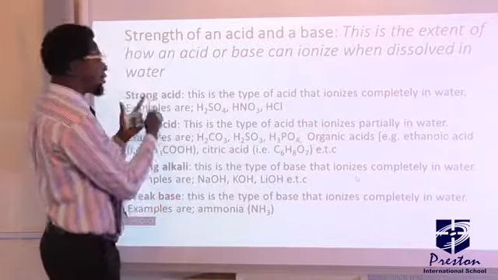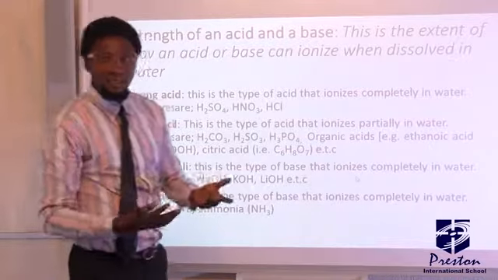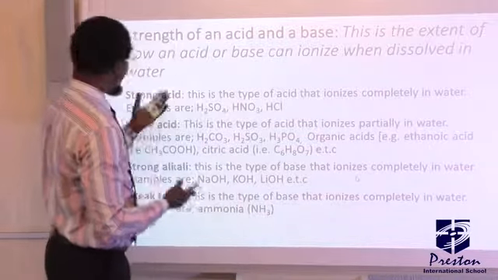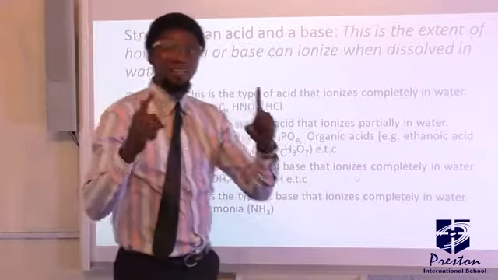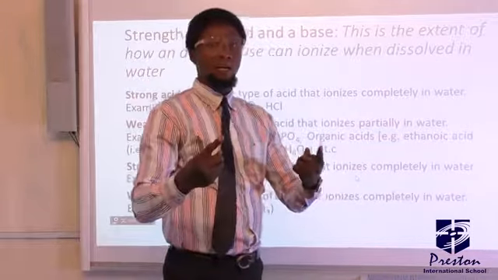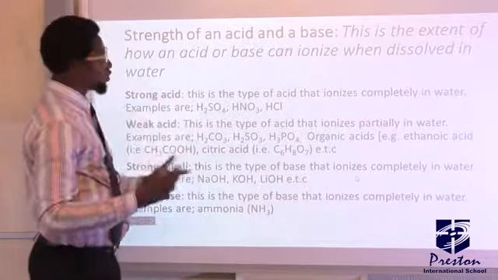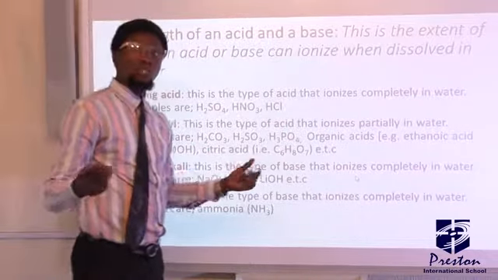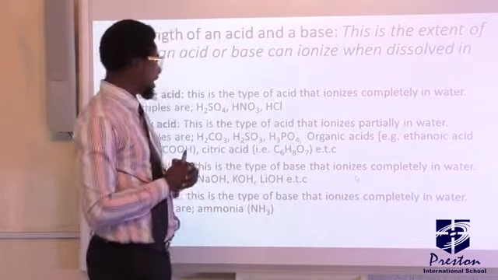We have what we call the strong acid, the strong base, the weak acid, as well as the weak base. Now, what is a strong acid? A strong acid is any acid that ionizes completely in water. Examples of a strong acid are sulfuric acid, H2SO4, hydrochloric acid, and nitric acid, HNO3.